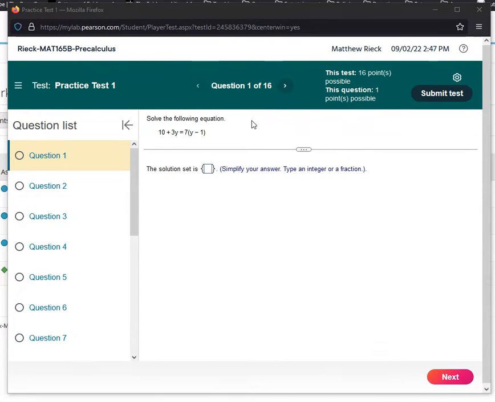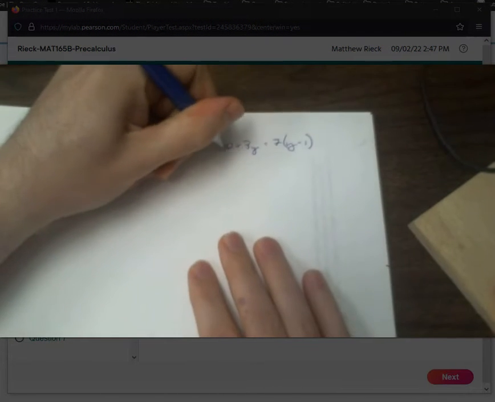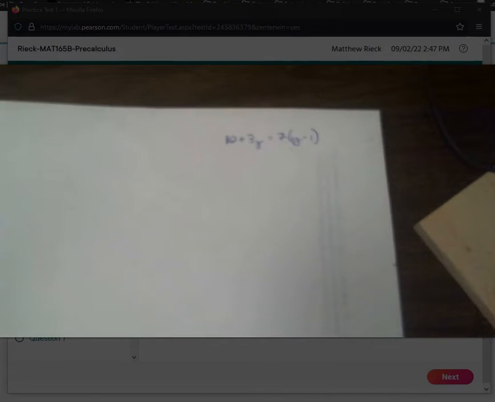All right, so again, the test will cover everything from the beginning of the semester up through what we covered in class last Thursday. So starting off with section 1 here, dealing with solving linear equations. So here we have the equation 10 plus 3y equals 7 times (y minus 1). So again, the first step is you want to simplify on both sides of the equal sign.